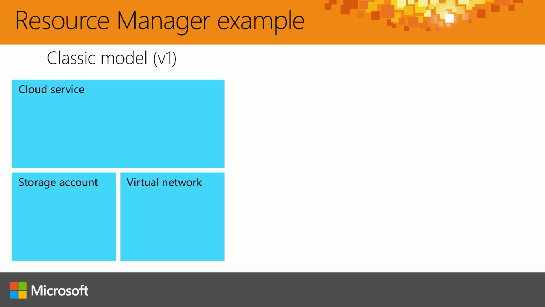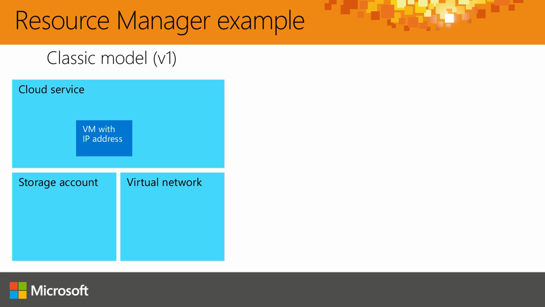So with Resource Manager, versus the classic model of doing things, we used to use cloud services as the way you grouped your different VMs together. You could then start and stop the cloud service, which would start and stop the VMs within it. You could then delete the cloud service, which would delete the VMs, usually.